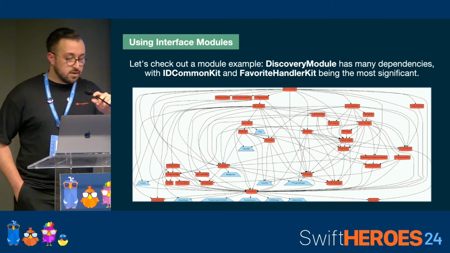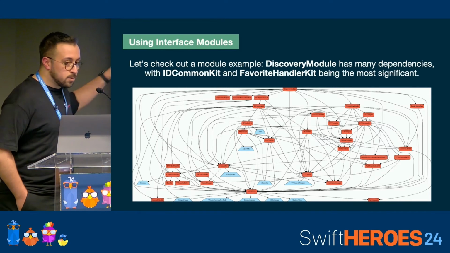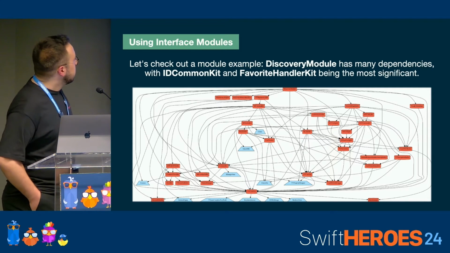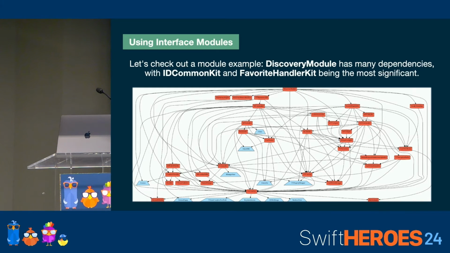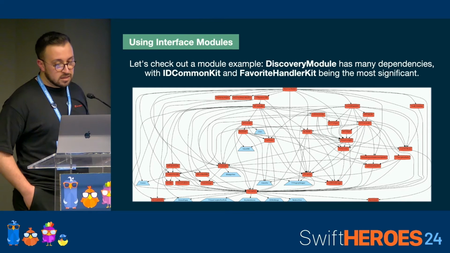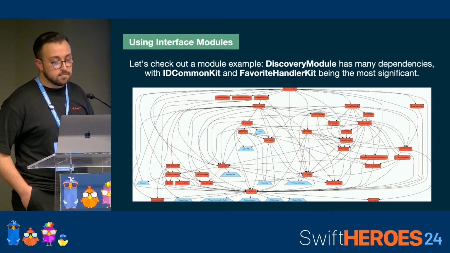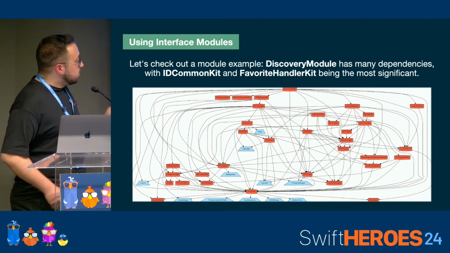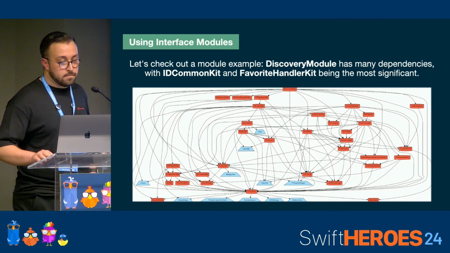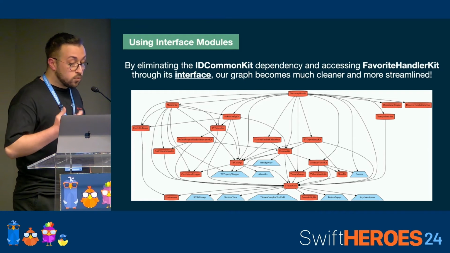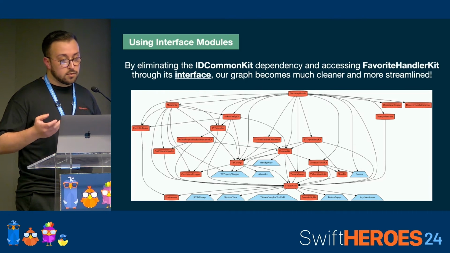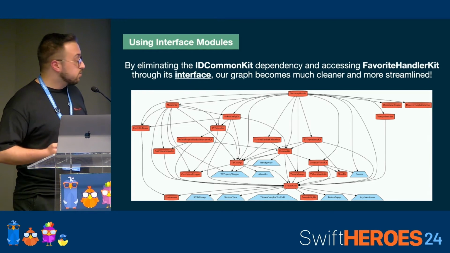And also, let's take a look at an example graph. It's quite complicated, that we extracted with Tuist. As you see, I'm not sure that you see, discovery module will bring lots of dependencies, and especially the most significant ones are the ID common kit and favorite handler kit. They are directly using their concrete targets. If we remove the ID common kit and access favorite handler kit through its interface target, our graph would look much cleaner and more straightforward.